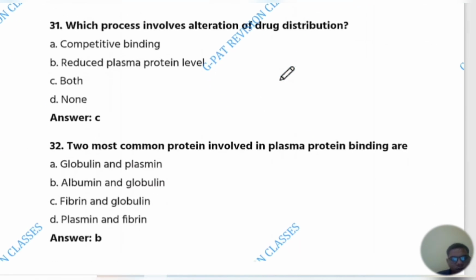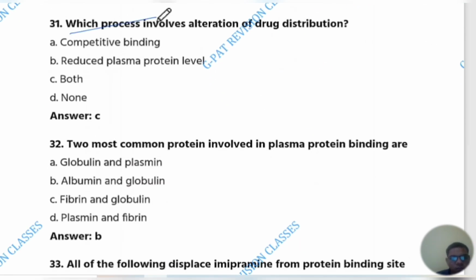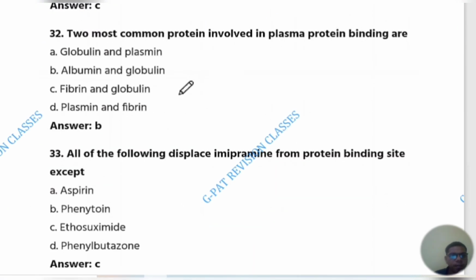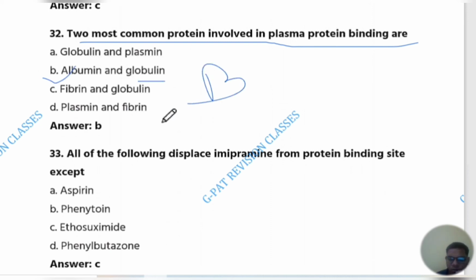Next is question number 31. Which process involves alteration of drug distribution? The answer is C. Both. A is competitive binding and B is reduced plasma protein level. Okay. Next is question number 32. The two most common proteins involved in plasma protein binding are albumin and globulin. The answer is B.